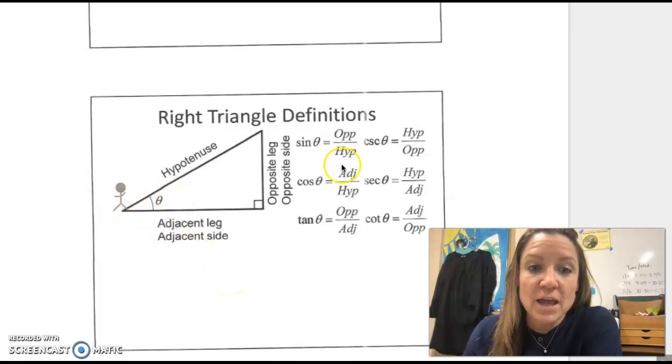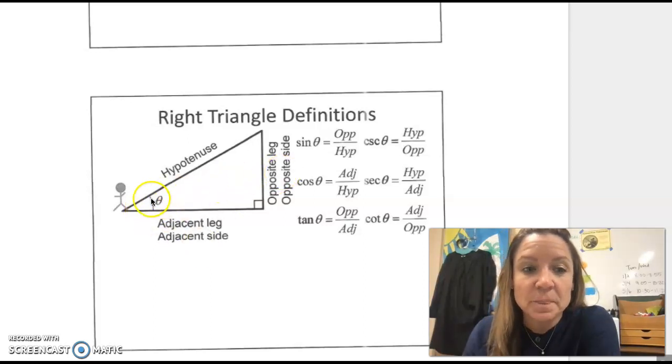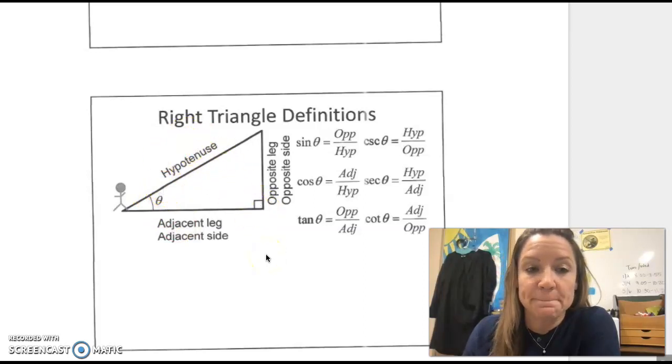These are all written in terms of the angle theta, so that's this one right here, and you've got this little person over here. From this angle, the opposite is straight across, the adjacent is next to it, and the hypotenuse is always opposite the right angle.